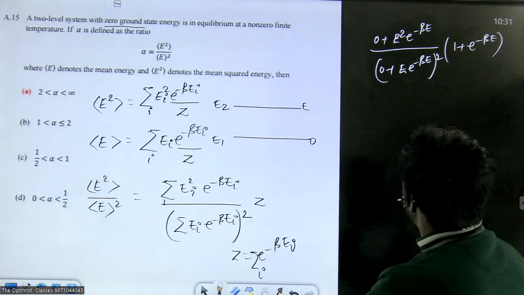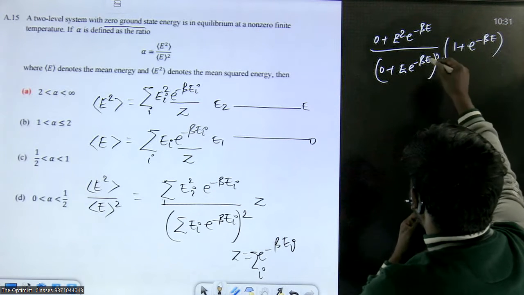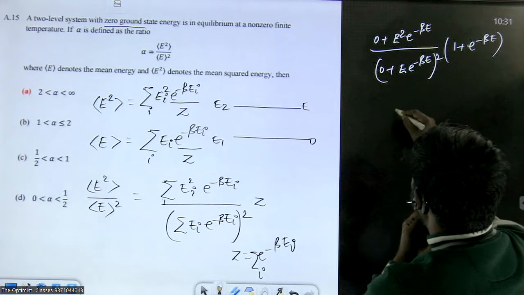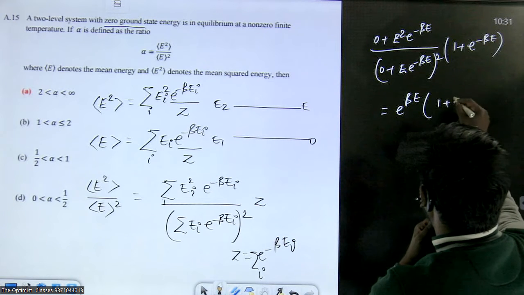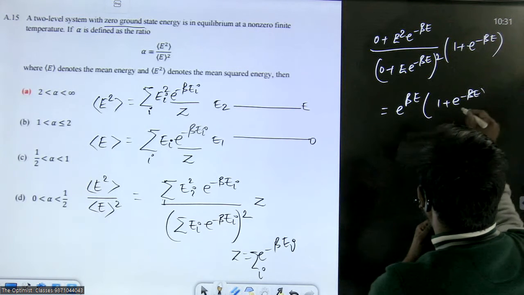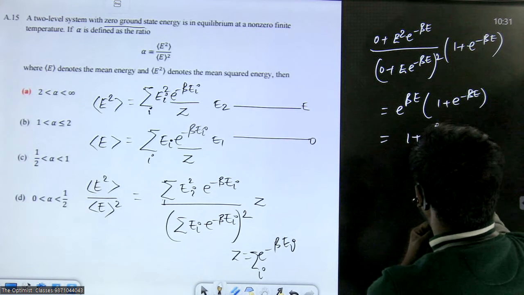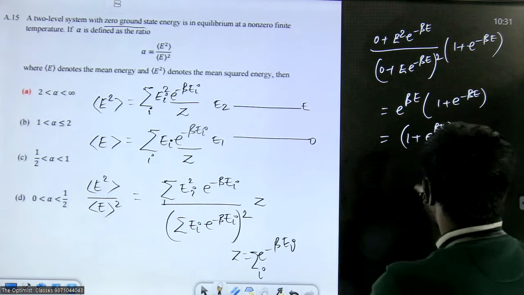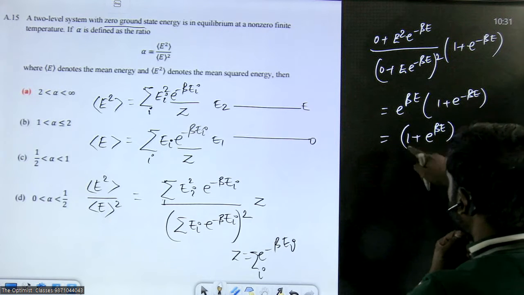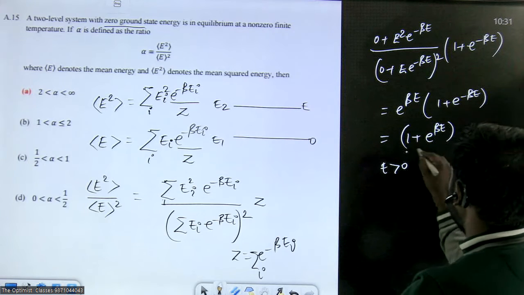So now let's see. E square cancels out, and e to the power minus 2 beta E goes to the numerator. So you get e to the power beta E here, and 1 plus e to the power minus beta E. Let's multiply, so this becomes 1 plus e to the power beta E. That's what we have. Now see, this is finite. If you put E equal to 0, you get 2. But here E is actually greater than 0, so this term is more than 1.